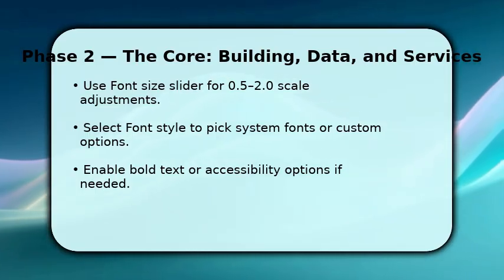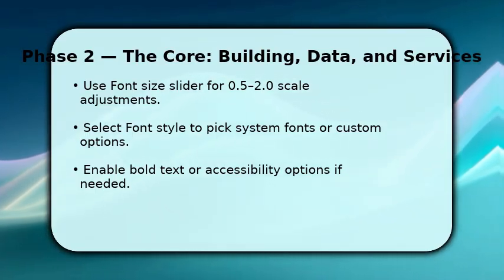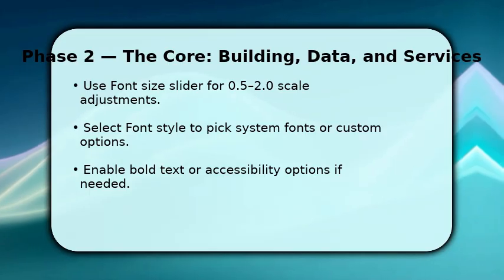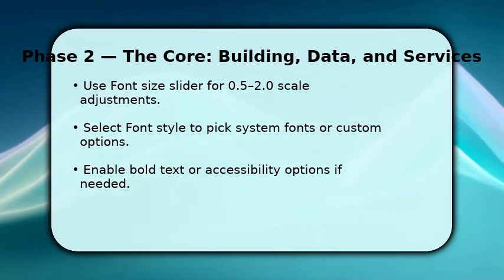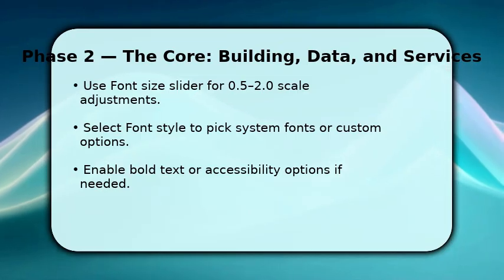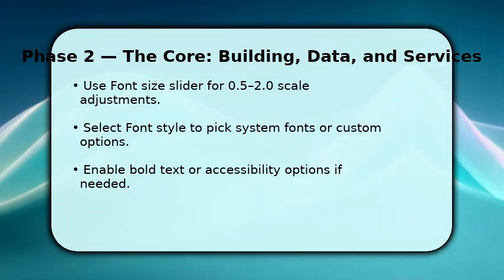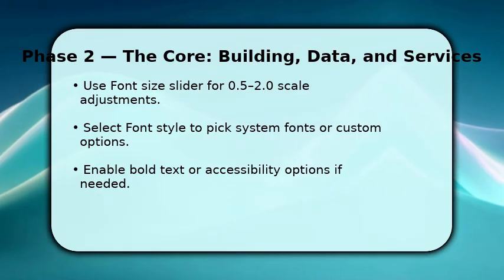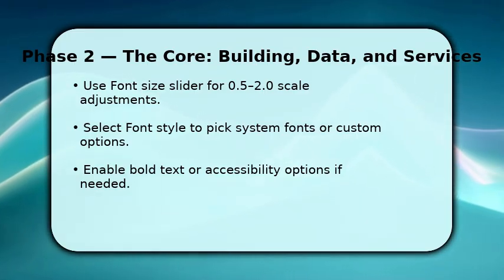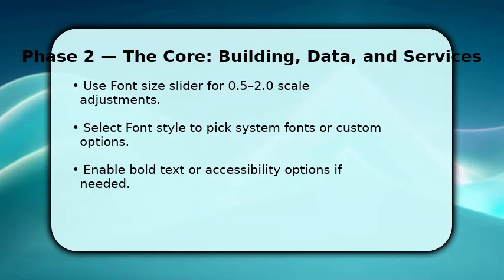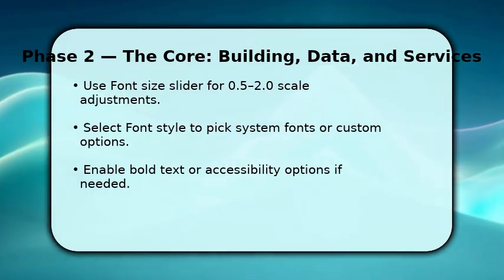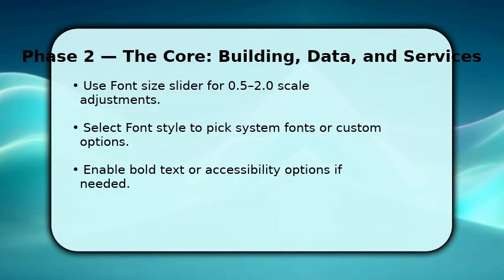Drag the font size slider to adjust scale. Smaller values fit more text, larger values increase readability. Choose what balances content density and clarity. Next, tap font style to pick a system font or an installed custom font. You're changing glyph shapes, which affects legibility and tone. If you need stronger contrast, toggle bold text or visit accessibility for enhanced sizing and magnification.